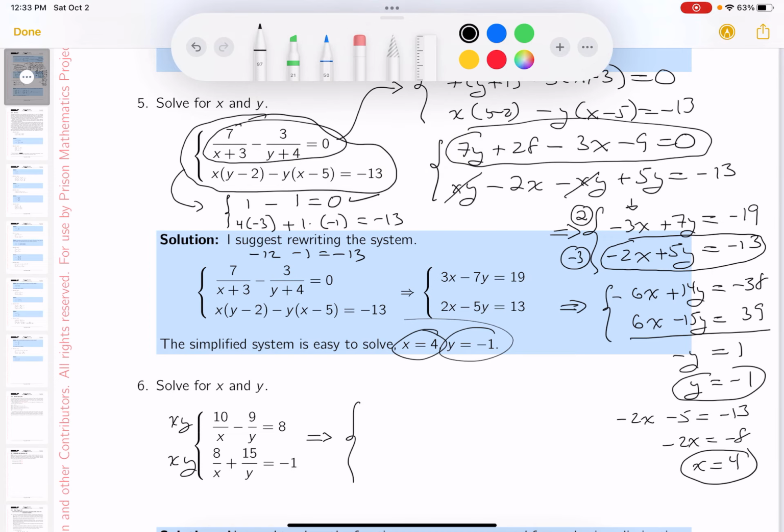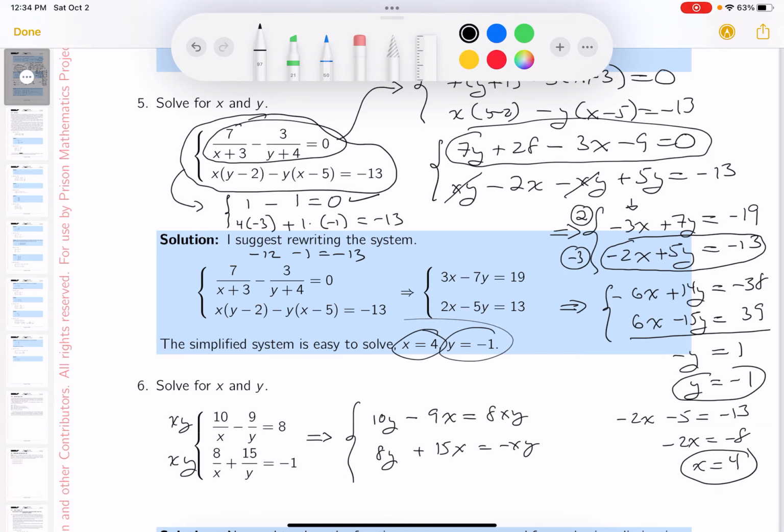Whoops, I did it again. You would get 10y minus 9x equals 8xy. What do you get in the second equation? Well, you can get 8y, right, plus 15x equals minus xy. All right?